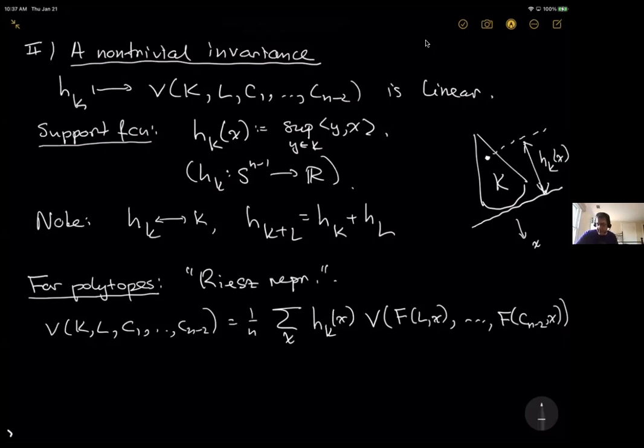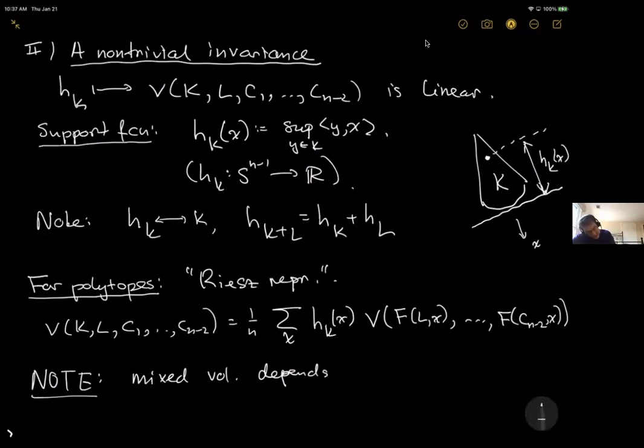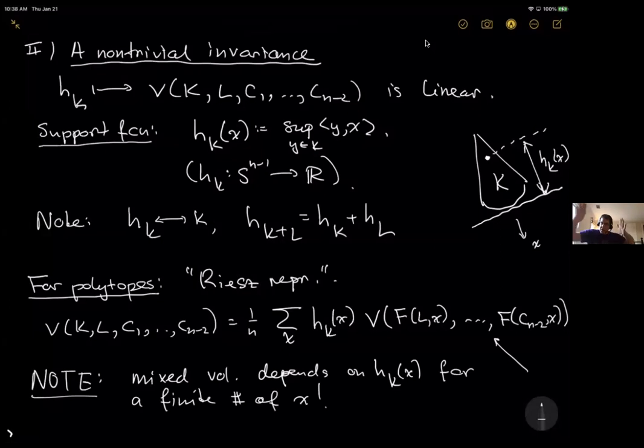And when you have this representation, there's a very important observation that you should make, is that the mixed volume depends not on the whole function hk. It only depends on hk of x for a finite number of x. Right? In the case of polytopes, it's exactly for those x's for which these mixed volumes of the faces are positive. So what this means is that the mixed volume doesn't depend on the whole convex body K. It only depends on its supporting hyperplanes in a few directions, and those directions are determined by these convex bodies over here.